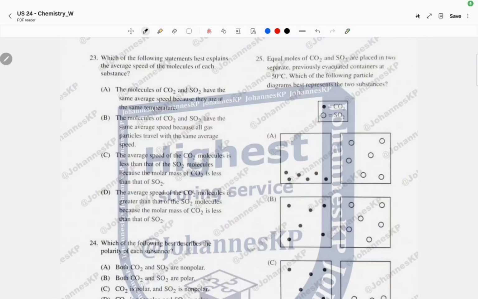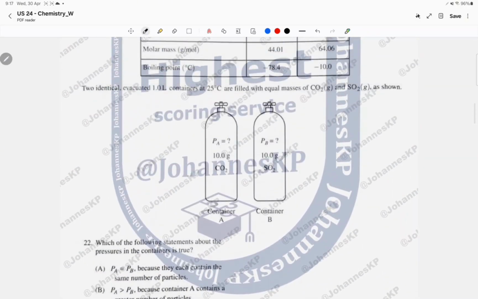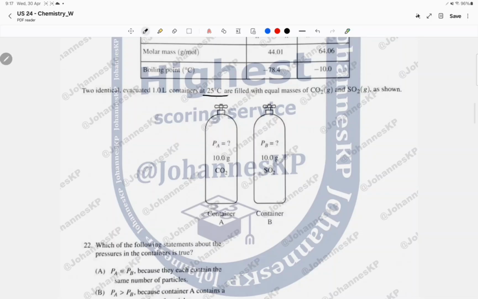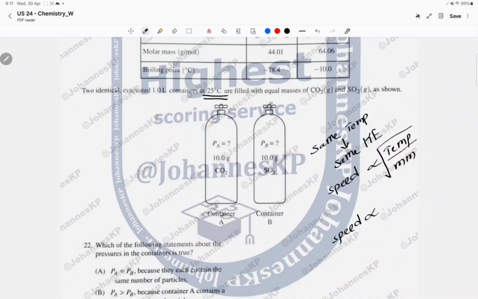23. Which of the following statements best explains the average speed of the molecules of each substance? If we're looking back here, both gases have the same exact temperature. So if they have the same exact temperature, then they should have the same exact kinetic energy, but not the same speed, because speed depends on two things. It depends on temperature and also depends on molar mass inversely. So now, since temperature is the same, it's out of the equation. So now speed is going to be inverse with the square root of molar mass.